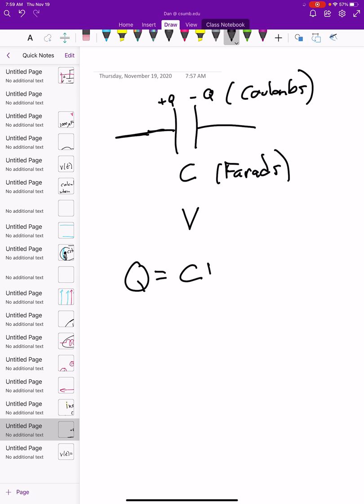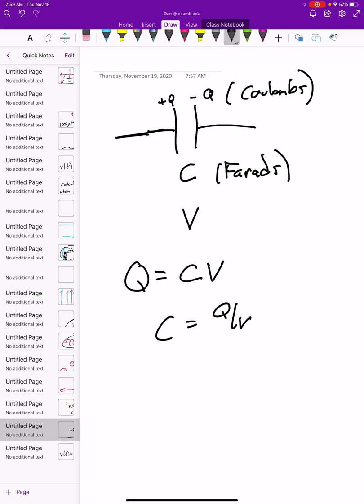Q equals C times V. I remember it as Chula Vista. That reminds me that the Q is by itself and the C and the V are multiplied together. And the capacitance, of course, then you could say is Q divided by V, just manipulating that same equation.